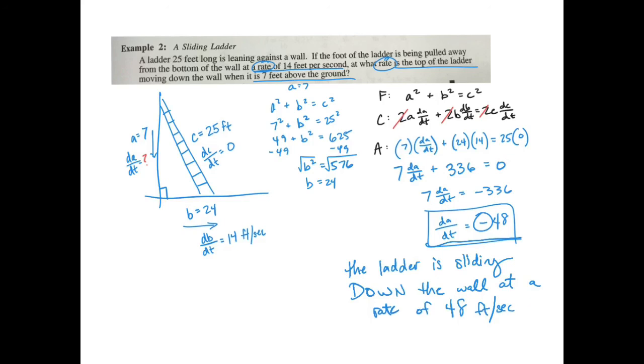So notice I didn't include a negative in this answer because I already said that it was going down. So there's two ways to write our answer. In the context of the situation, as long as I say it's going down at a rate of 48 feet per second, I'm good. Or I can say dA dt equals negative 48 feet per second, which tells me it's going down. The end.